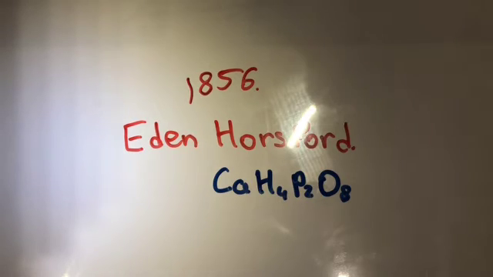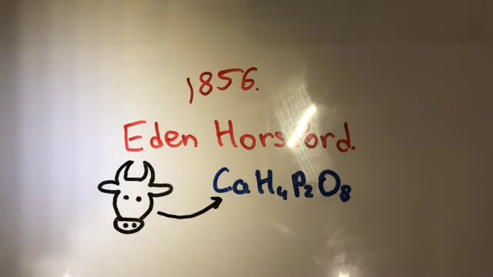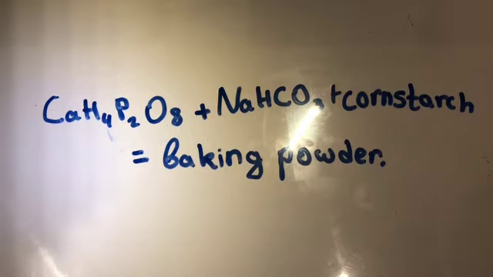Then Eben Horsford, in 1856, figured out how to make an acid called monocalcium phosphate from beef bones. If you mix monocalcium phosphate, baking soda, and water, carbon dioxide bubbles would be produced. So Eben Horsford created the baking powder by mixing monocalcium phosphate, sodium bicarbonate, and adding some cornstarch that helped keep everything dry because it absorbed the moisture and thus prevented any early reactions. This helped elongate the shelf life of the baking powder.